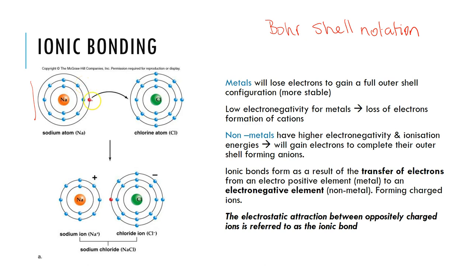Sodium is a metal, so it will want to get rid of this electron in order to form a complete octet, to have this inner shell which is a complete octet, which makes it nice and stable. So it needs something like a non-metal to accept that electron. Okay, so metals have low electronegativity, so they lose their electrons easily. They want to get rid of them. Non-metals have a higher electronegativity and higher ionization energy, so they want to gain electrons.